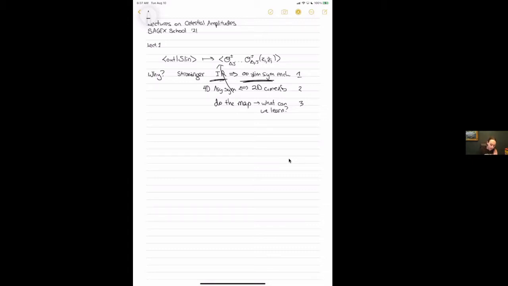The next thing I want to highlight, after I clean up my poor drawing errors, is that kinematically, we can do this. The statement is that Lorentz transformations in 4D are isomorphic to 2D conformal transformations.